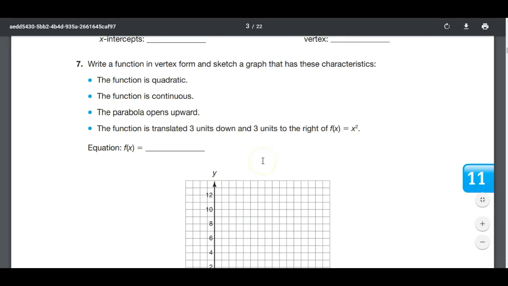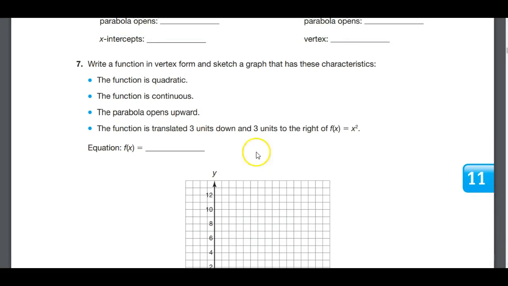Now it says, write a function in vertex form and sketch a graph that has these characteristics. So it's quadratic. We know it's going to have a square. It's in vertex form. It's continuous. That means it's a line that has no breaks in it, not like a discrete one with dots. And then the parabola opens upward, so it's going to be like a smile. That means it's going to be positive for A, right? And the function is translated 3 units down and 3 units to the right of f of x is equal to x squared. So here we go.